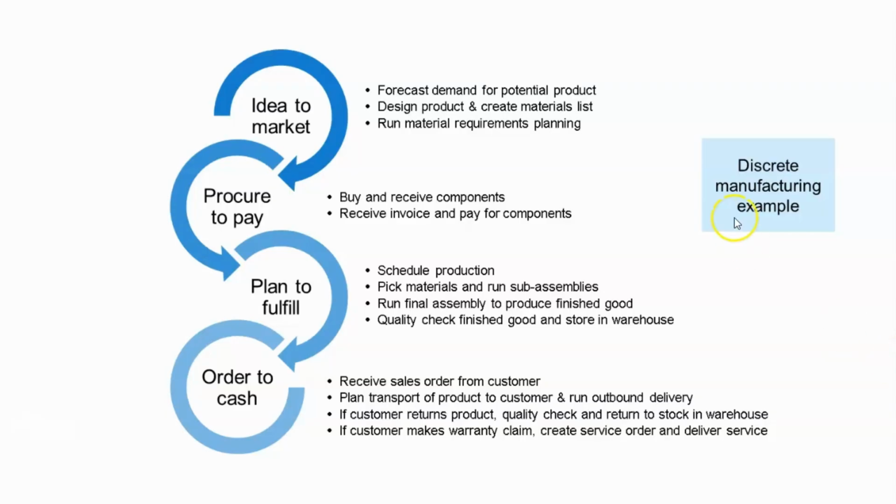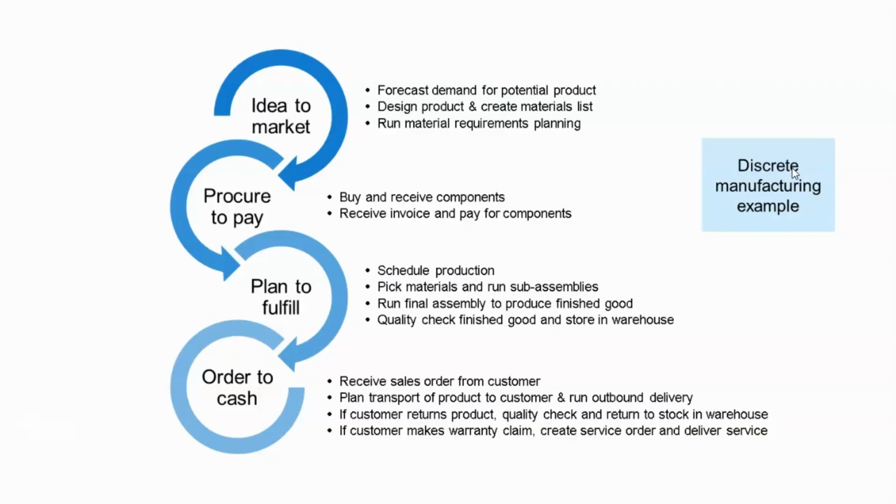Now, in the discrete manufacturing example, let's take the idea to market first. So when developing a new product, a business starts with processes in the research and development engineering line of business to forecast the demand for a potential product and design the product itself. This creates the materials list needed to begin the production, which is handed over to the manufacturing line of business.